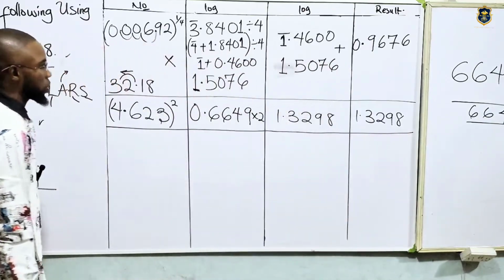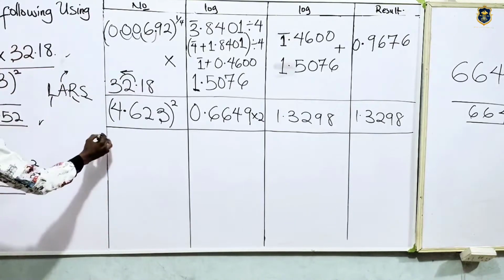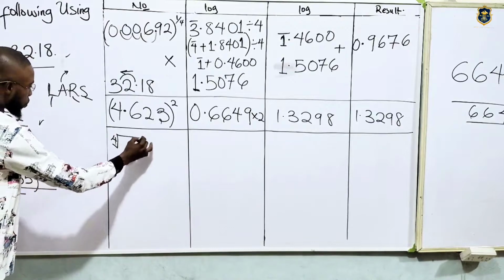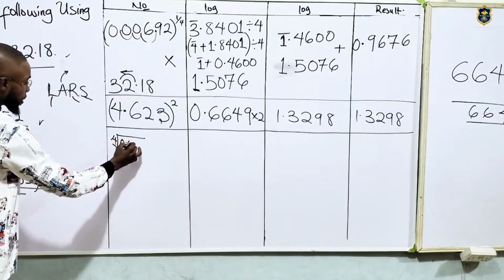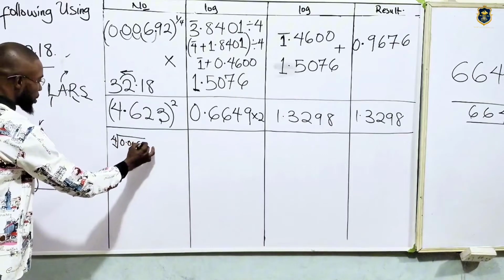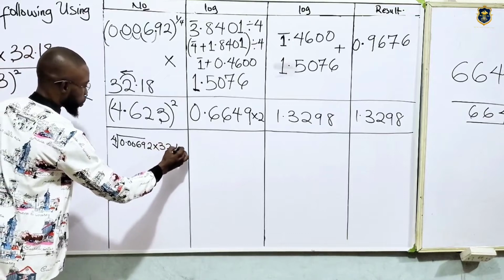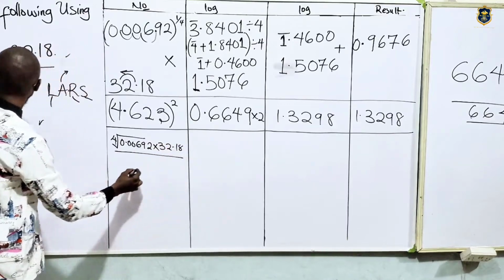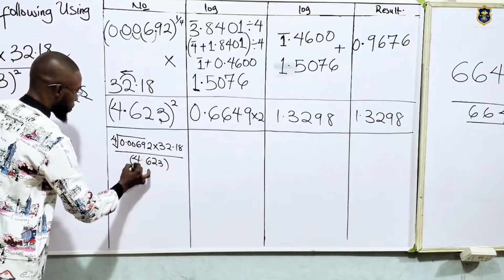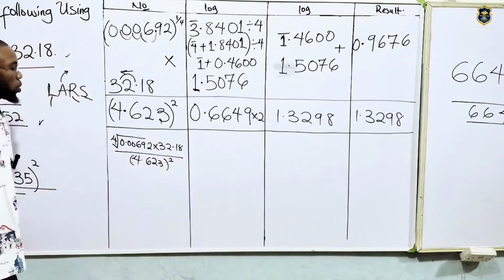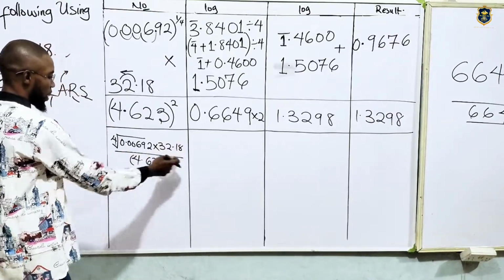Right, so what do we do next? Because they are dividing, we subtract the powers, because it's the 4th root of 0.00692 times 32.18, all over 4.623 raised to the power of 2. Now what we're going to do is to get the result of this minus this, because they are dividing, right?